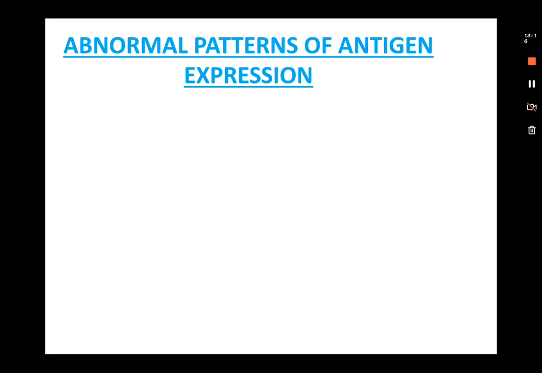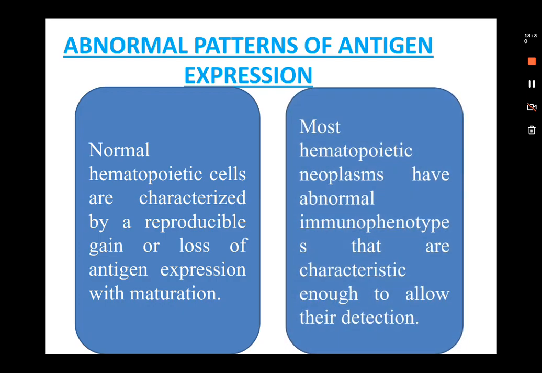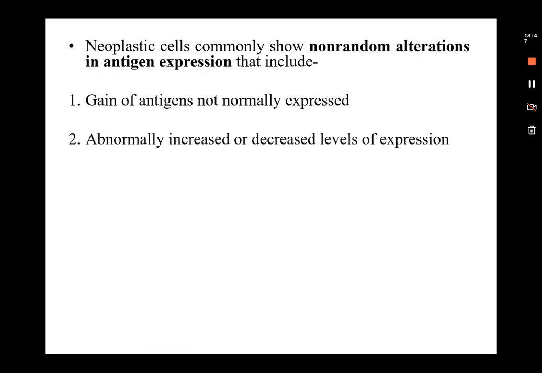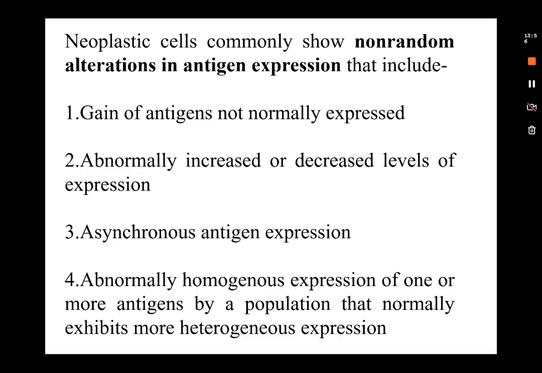Now the abnormal patterns of antigen expression. Normal hematopoietic cells are characterized by a reproducible gain or loss of antigen expression as they mature, as we saw, that as the cells are maturing, either they are gaining some antigens or losing some antigens. Most hematopoietic neoplasms also have an abnormal immunophenotype which is characteristic enough to allow for detection. So how do these neoplasms show altered antigen expression? There are various ways: gain of antigens which are not normally expressed, abnormally increased or decreased levels of expression, asynchronous antigen expression, and abnormally homogeneous expression in a population which is usually heterogeneous.